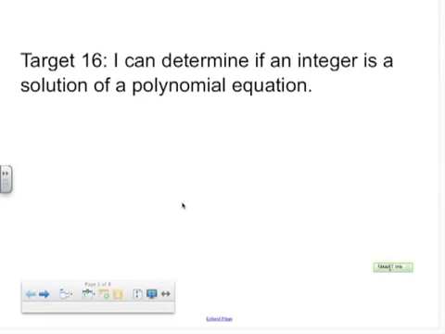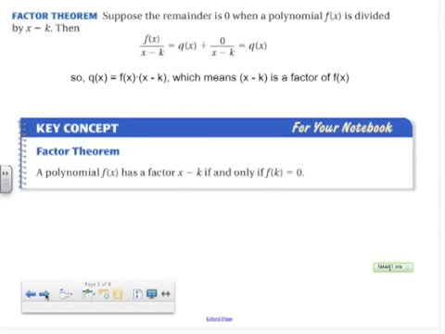Alright, Algebra 2, target 16: I can determine if an integer is a solution of a polynomial equation. Okay, so we're going to talk about the factor theorem.